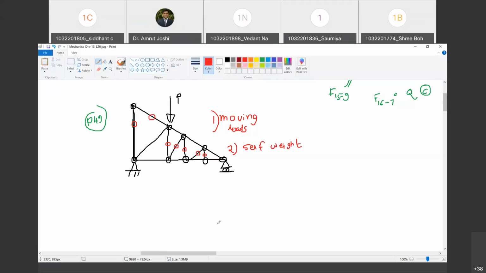Yes, sir. Now let us have a look at another type of a truss. Happy? Let us say this is a truss.